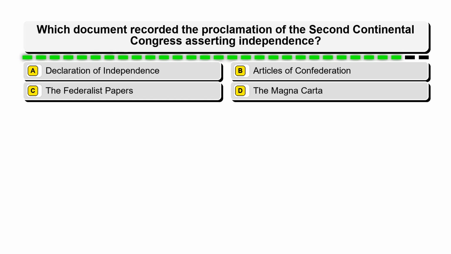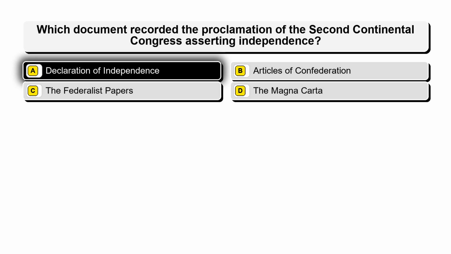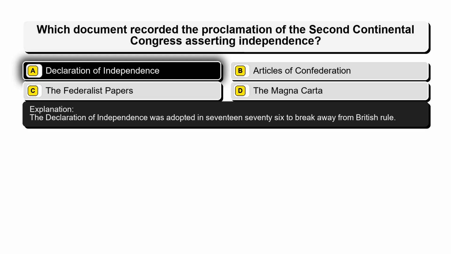Question 90. Which document recorded the proclamation of the Second Continental Congress asserting independence? Option A, Declaration of Independence. Option B, Articles of Confederation. Option C, the Federalist Papers. Option D, the Magna Carta. The correct answer is option A, Declaration of Independence. The Declaration of Independence was adopted in 1776 to break away from British rule.